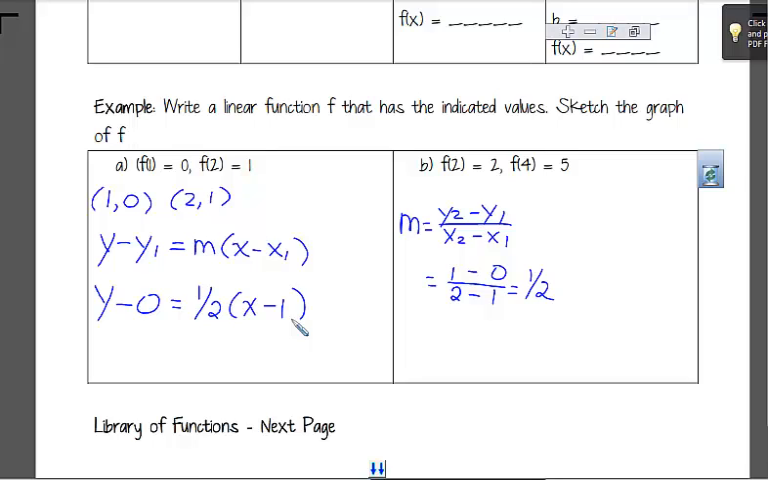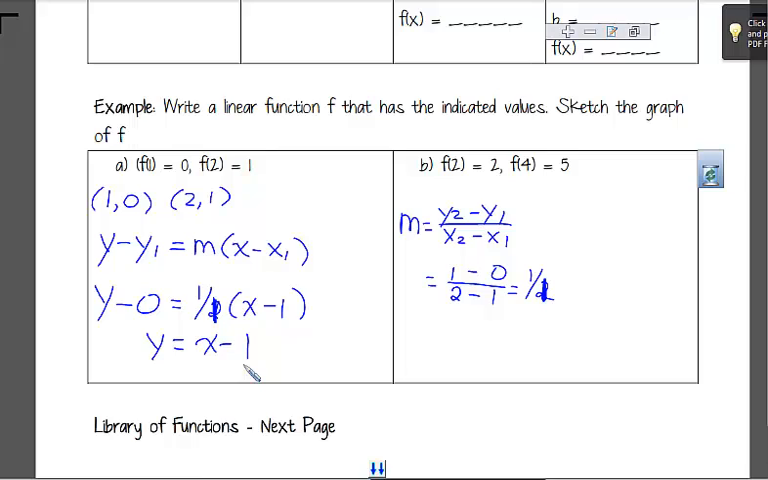Oh, yes, okay, that's fine. 1 minus 0 is 1, and 2 minus 1 is 1. So our slope is just 1. All right, so then in this case we get y minus 0 equals 1 times x minus 1, or y equals x minus 1. Questions about that? All right, very good. You want to be able to find the equation of a line given 2 points.